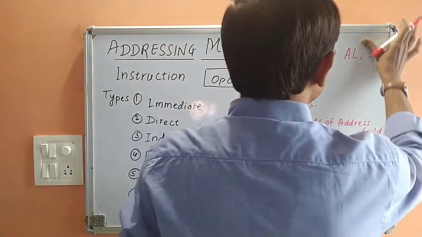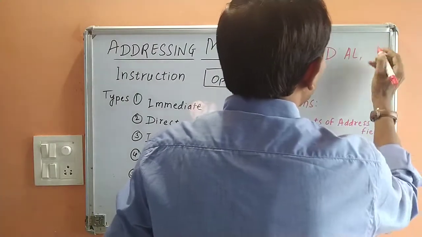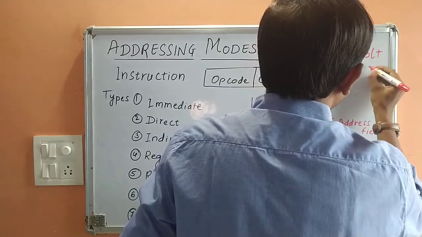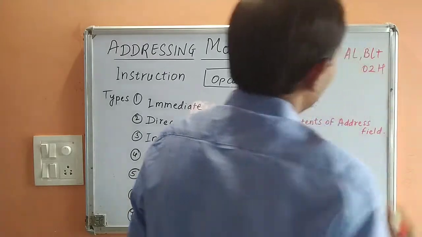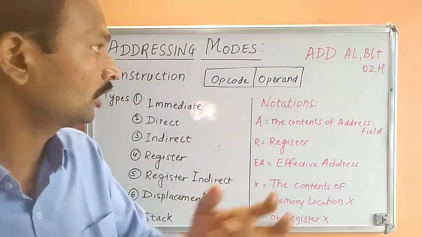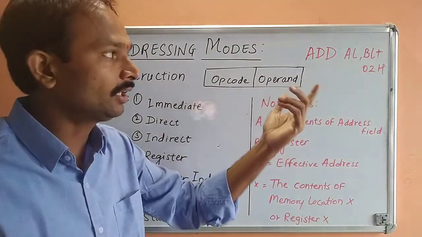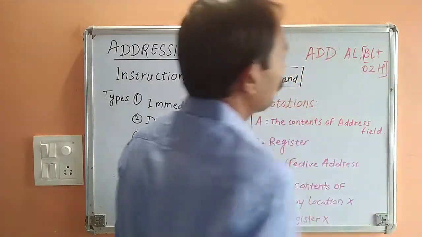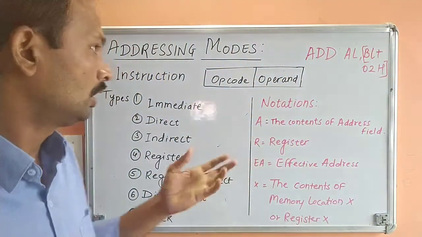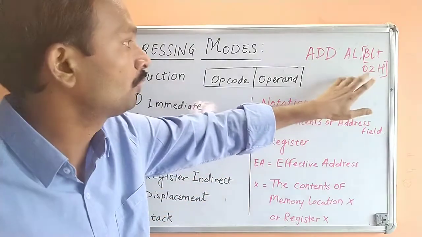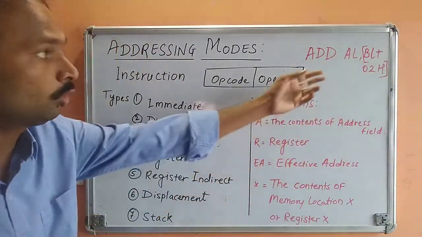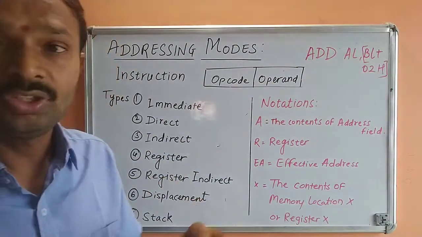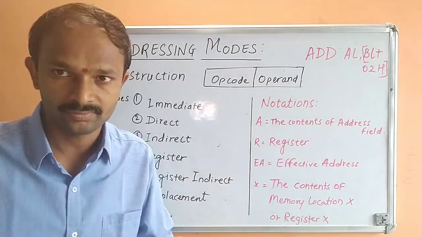The displacement addressing mode is a little bit different, where with the help of a register we specify some displacement, that is 0 to H. It is the displacement value for that register, and from that displacement we get the memory location of the data, and from that data we can find the value which we want to add with AL, and so we get the result. And the last one is stack addressing mode, which is generally used for stack operations.